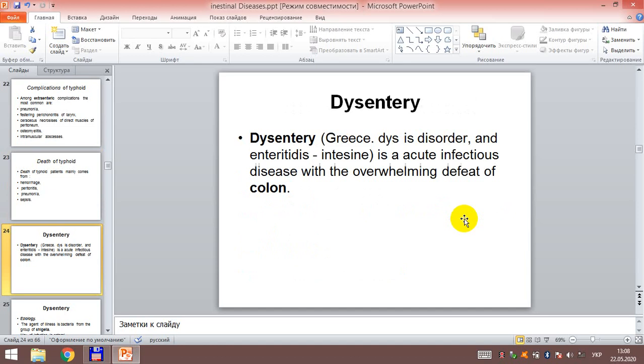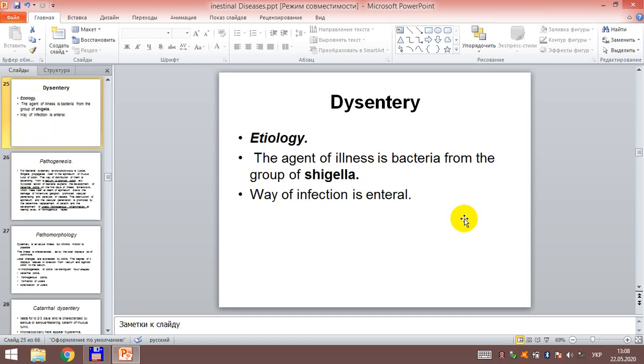Next, bacterial infection with injury of intestinum is dysentery. Dysentery, or bloody flux, is a disorder and enteritis of the intestine. It is an acute infectious disease with the overwhelming defeat of the colon. Etiology of dysentery. The agent of illness is bacteria from the group of Shigella. The route of infection is enteral.